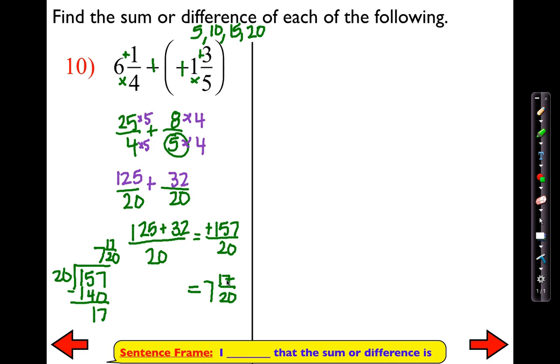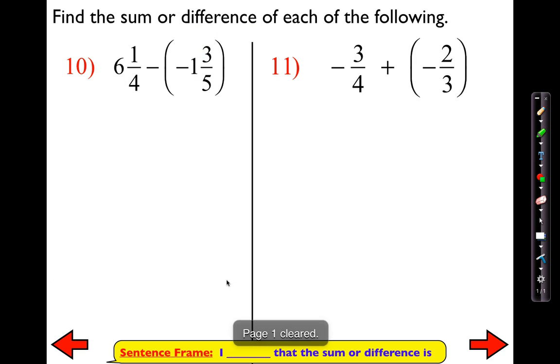Okay, so now once again, I'd like you to pause the video and try number 11 by yourself. See how well we did. Here, it's already addition, so I'm not going to have to add the opposite.